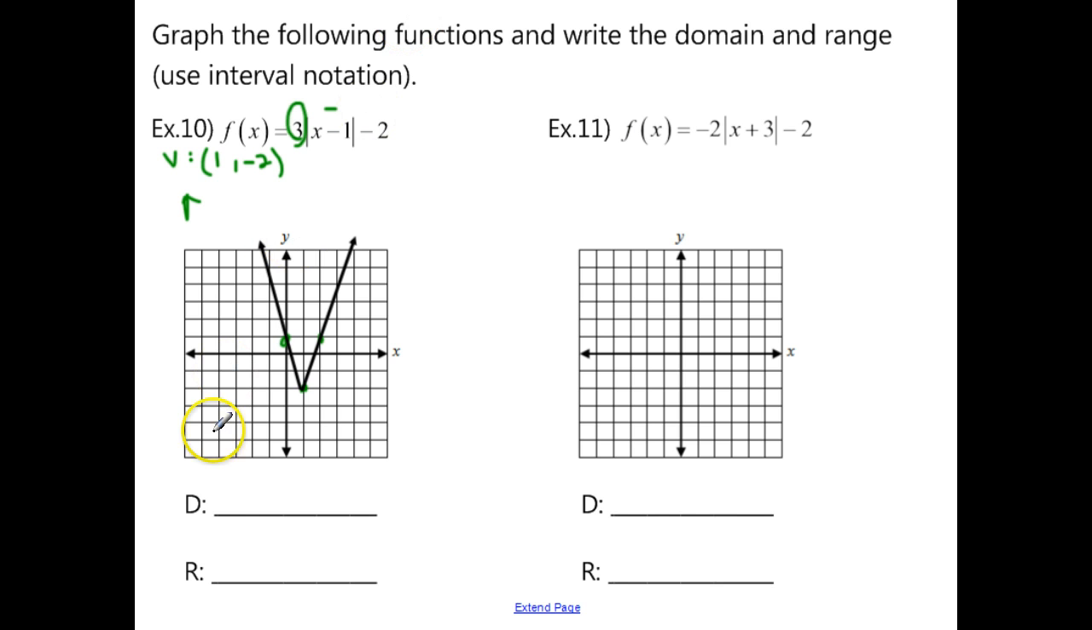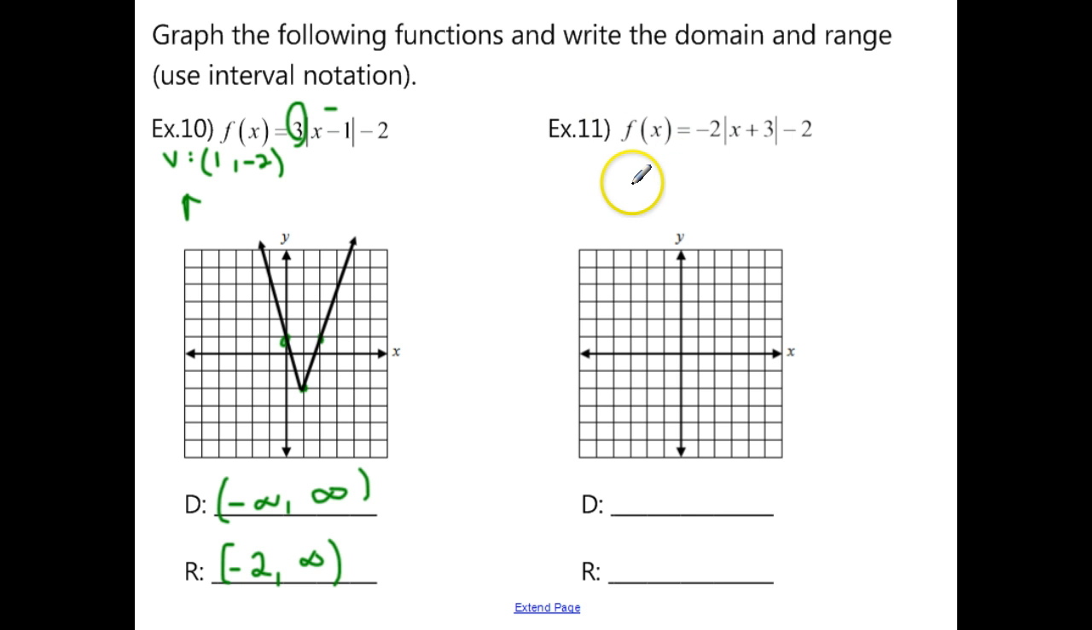And then we need to write our domain and range. Domain is negative infinity to positive infinity. And then our range, our lowest value for the y is negative 2. And then our highest value, it'll go on forever, so we have positive infinity.